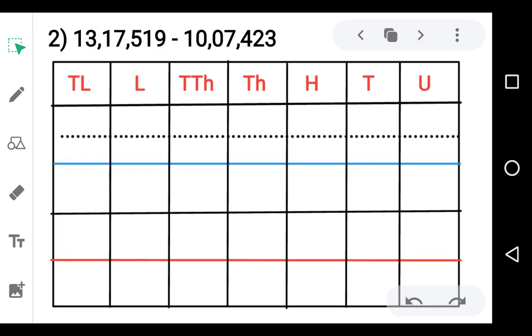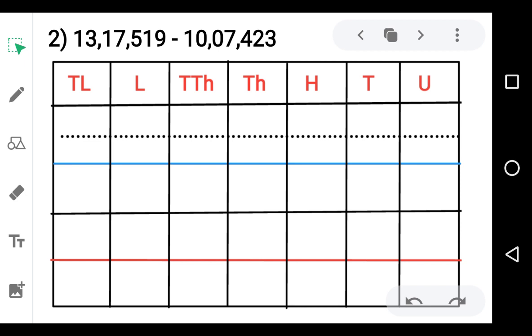Next question is 13,17,519 minus 10,07,423. So, here we have to subtract 10,07,423 from 13,17,519. So, first which number do we arrange? We arrange 13,17,519. So arrange this number.